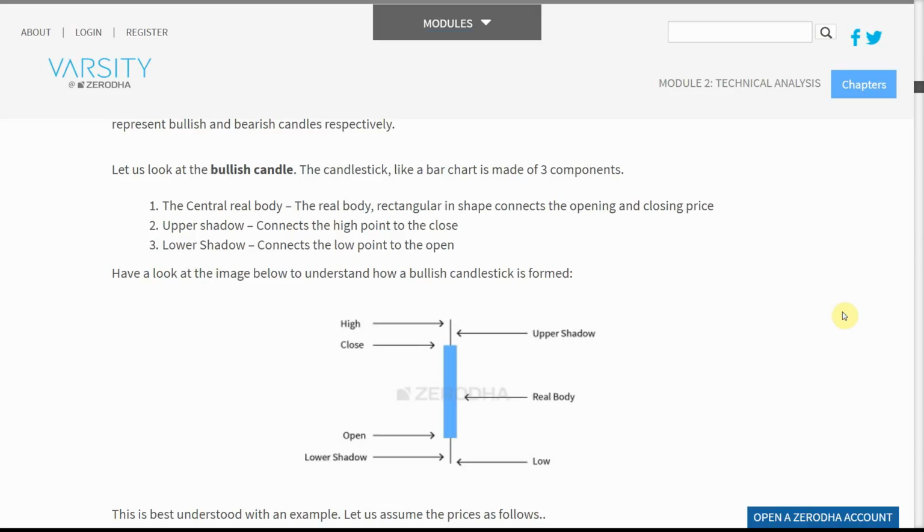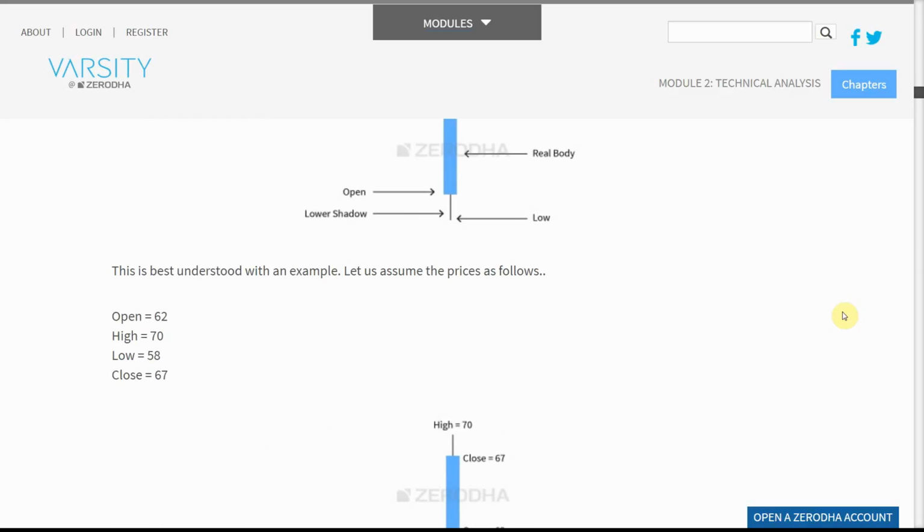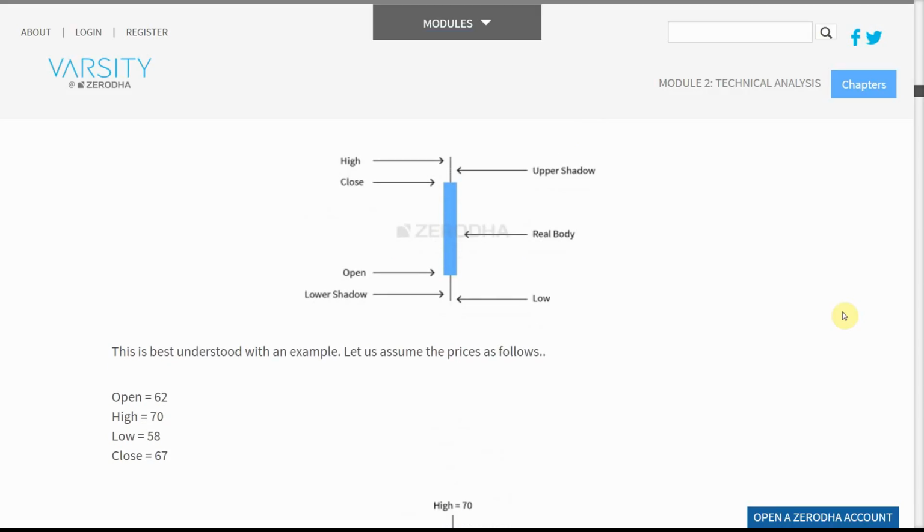This is best understood with an example. Let us assume the price is as follows. Open equals 62. High equals 70. Low equals 58. Close equals 67.